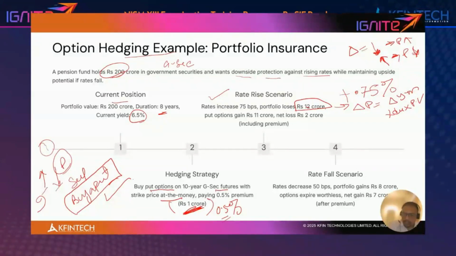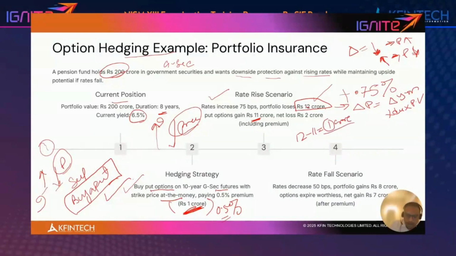Now, if the rate rises, I'll lose 12 crores, but my put options will gain by 11 crore, because the rise in the rate is causing a loss in the bond portfolio. But because the interest rate has risen, the prices have gone down. My put option has created a profit because I was expecting it to go down. So the profit created by the put option is 11 crores. So 12 minus 11, I have reduced my loss from 12 to 1 crore.